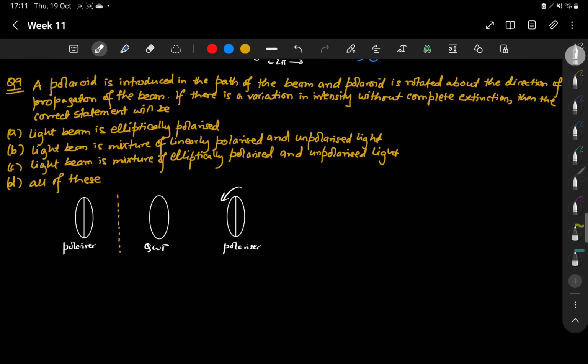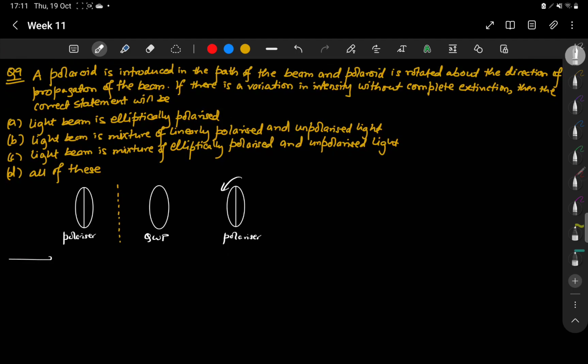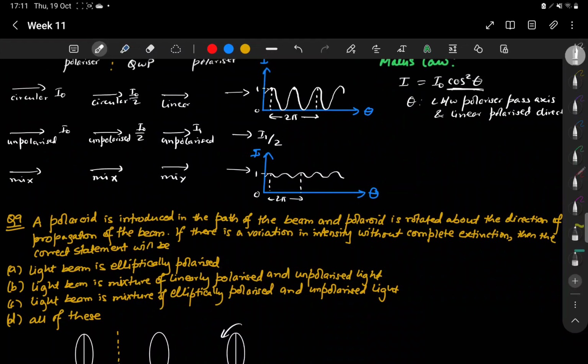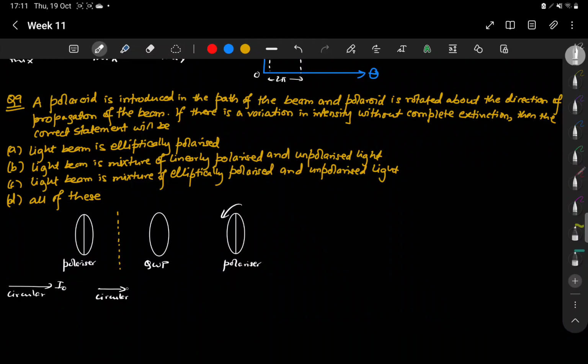So let us say the input is circularly polarized. So circular, after the first polarizer it remains circular, and just like previously, if this is I naught, this will be I naught by 2 and no variation. And after the quarter wave plate, this will become linear, and linear when it falls on the polarizer, it will follow Malus law.